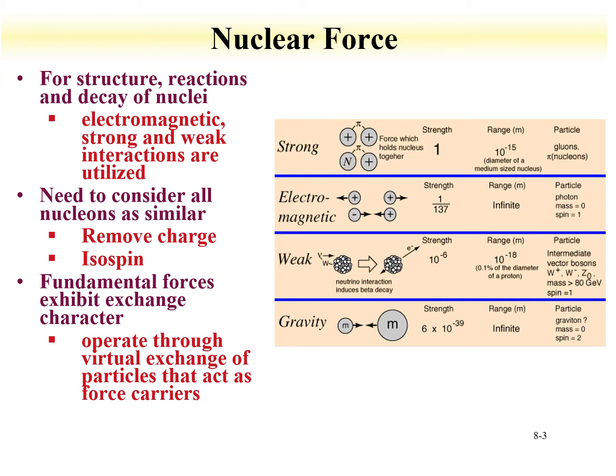But if we want to work with that, we need to consider all nucleons as similar. We need to remove the fact that protons are positively charged and neutrons are neutral from this interaction, so that a nucleon can interact with its neighbor regardless of that charge. So we're going to introduce a term called isospin, which we'll describe in a little bit.